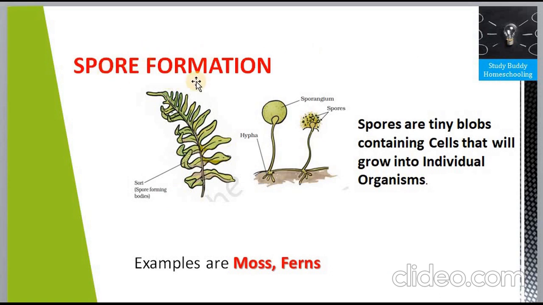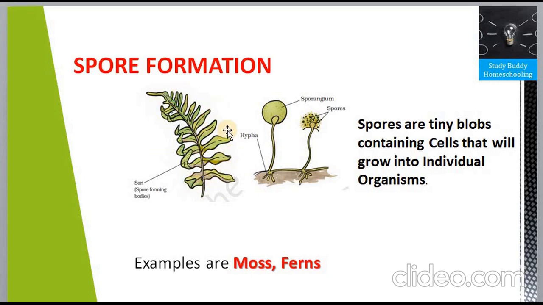Next we'll move to spore formation. Spore formation is a very common method of reproduction in the lower organisms like algae, bryophytes and pteridophytes. Bryophytes example is moss and pteridophytes is fern.